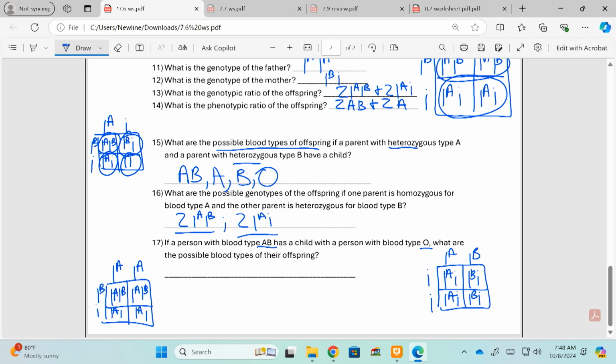It wants to know what are the possible blood types of the offspring. Well, we could have type A or type B. So y'all, I hope that cleared some things up. I know the multiple alleles and the blood typing stuff can be a little complicated, but if you hung in there with me and followed along, I think that might have cleared some of that up.